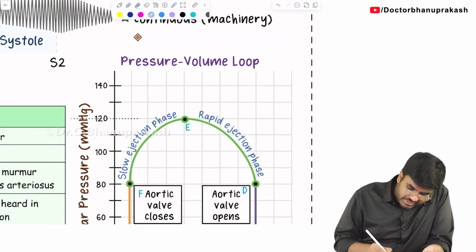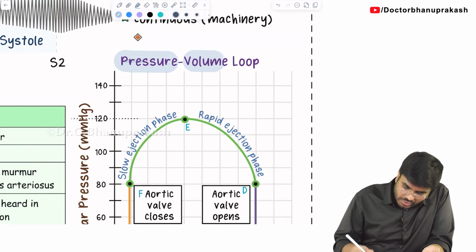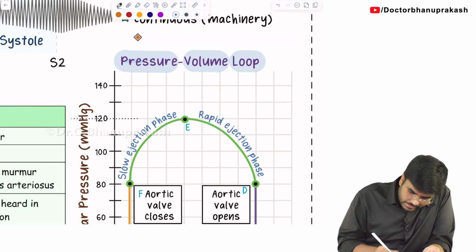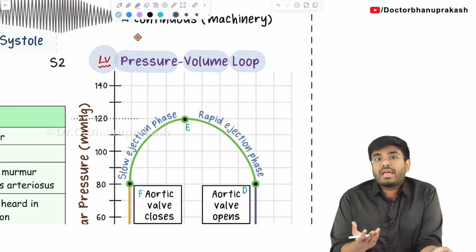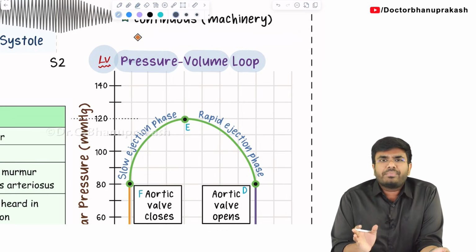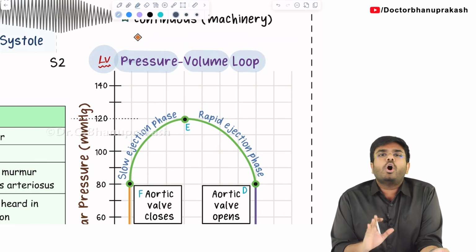The topic that I am going to discuss is left ventricular. Which chamber of the heart am I talking about? I am talking about the left ventricular pressure volume loop, the LV pressure volume loop. If you are getting scared, thinking we are going to discuss something graphical, don't worry, it's going to be very easy. Trust me, you already know this topic.